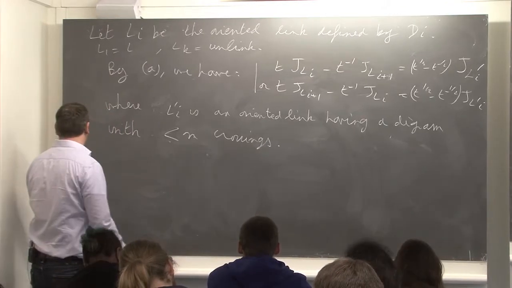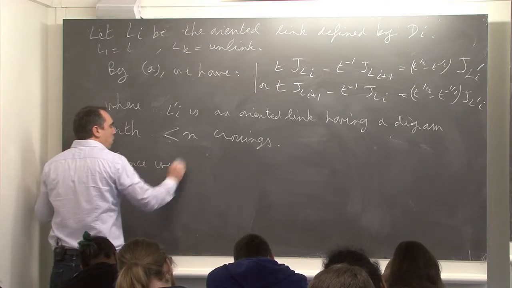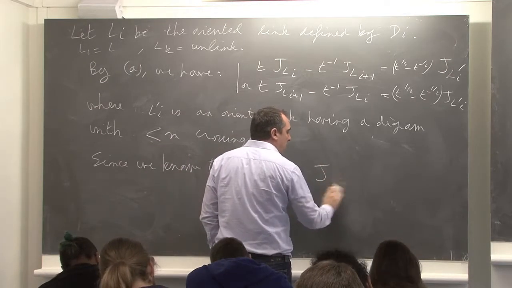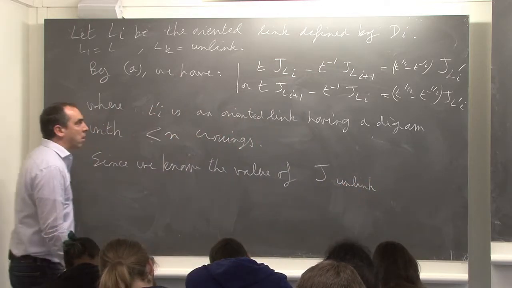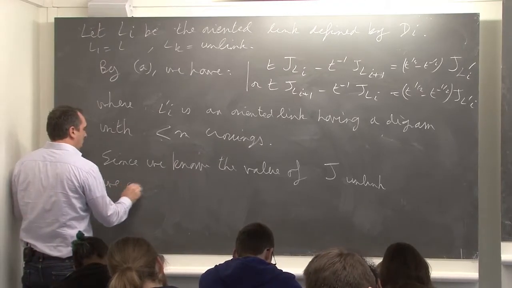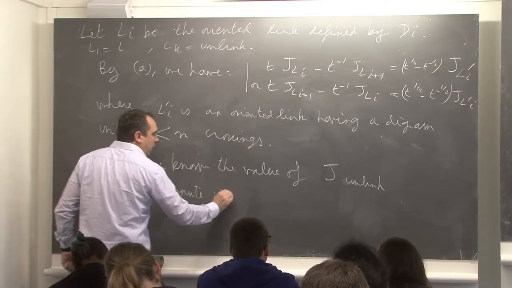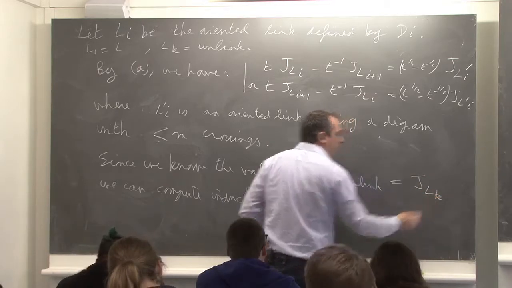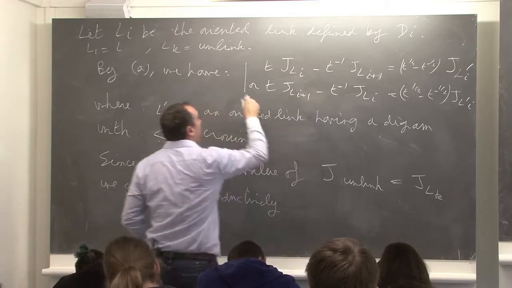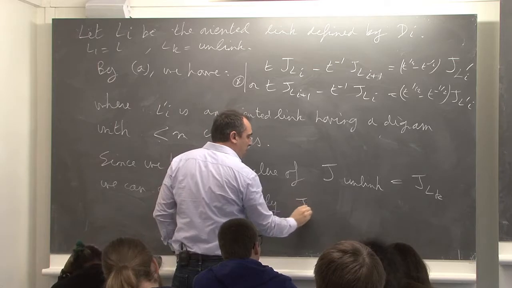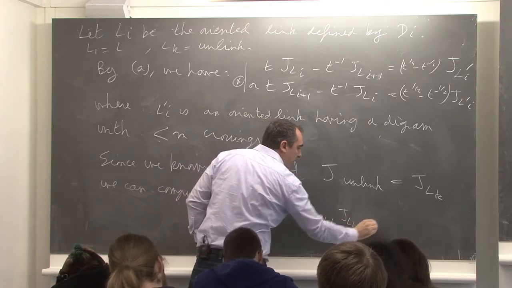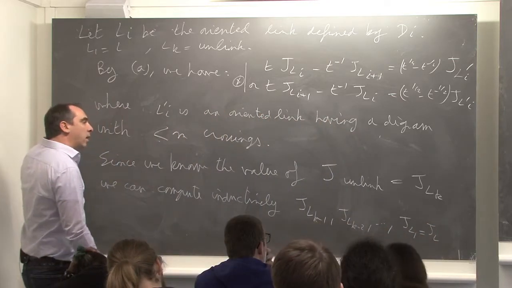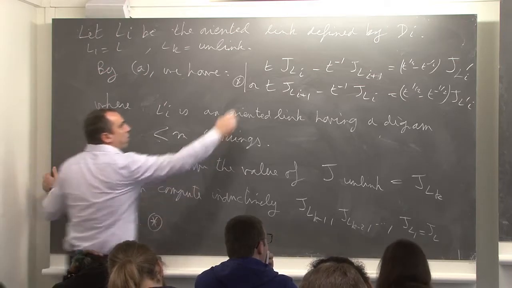Since now we know the value for the unlink, we can compute inductively J of Lk. So using J of Lk minus 1, J of Lk minus 2, down to J of L1, which is J of L. Using this kind of relation we obtain this.